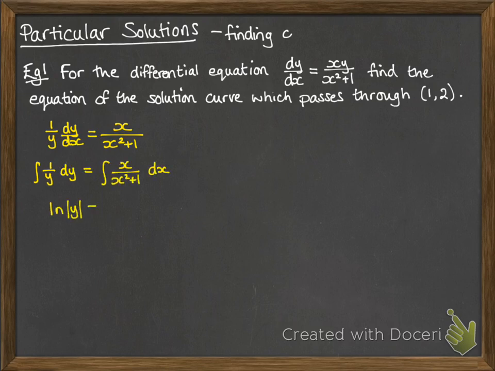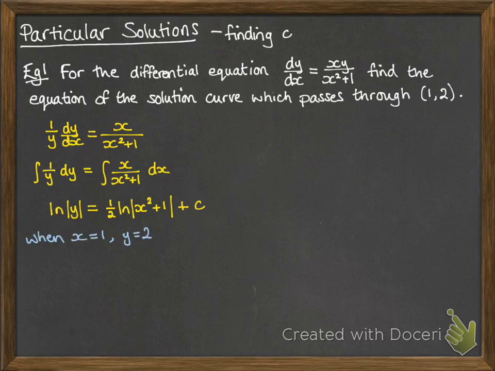So 1 over y becomes log y. And x over x squared plus 1, well, the top is a multiple of the derivative of the bottom, so that's also a log. In this case it's half log of x squared plus 1, because if you differentiate the x squared plus 1 you'll get 2x. We just want the x on the top, so we need to half that, so we don't get that coefficient of 2.